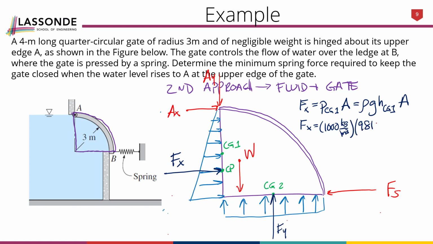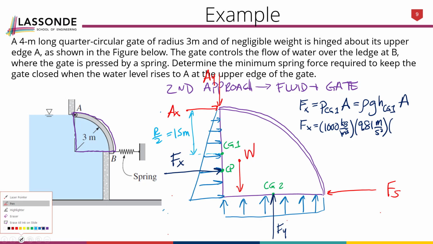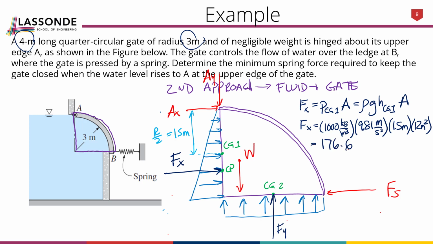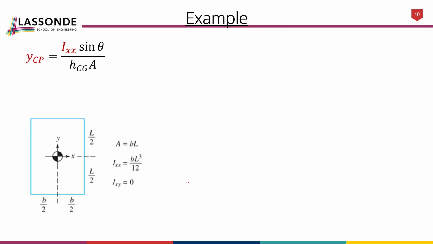So we have the density of water is 1,000, gravity is 9.81. And now that height is half of that 3-meter radius. So this height here is that radius divided by 2, or 1.5 meters. So I'll put that in the equation. And now we have our width is 4, and that height is 3. So we have 12 meters squared for the area. And we get 176.6 kilonewtons for that force Fx.